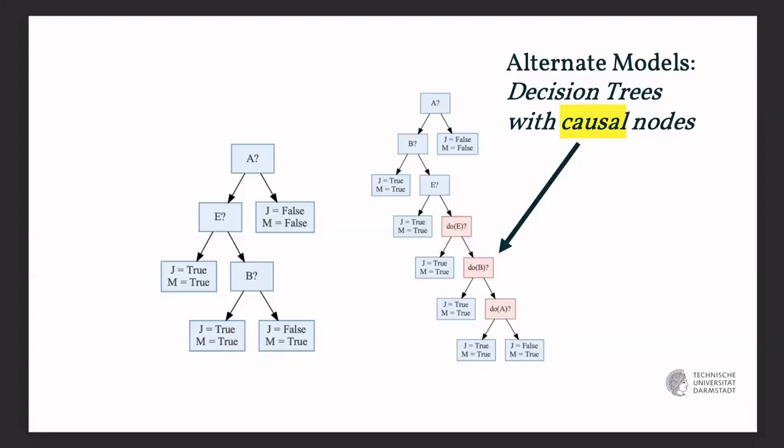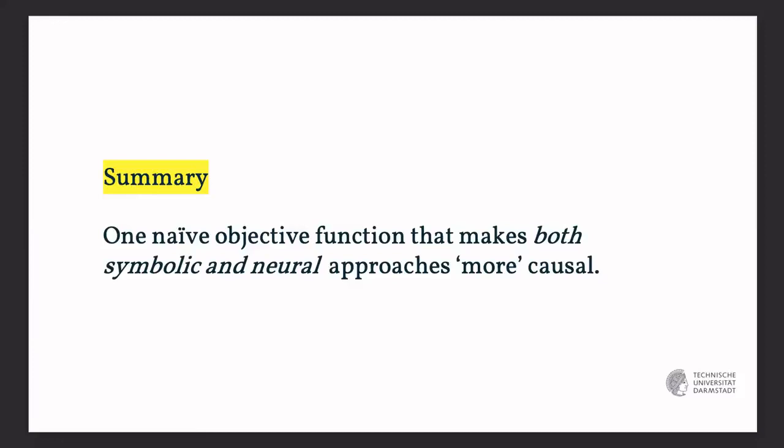So the model obviously gets more complex, but it was not about compression. It was about being faithful to causal questions, and by introducing these causal nodes, the red nodes here, you are actually faithful. So in summary, this already naive objective function based on a teacher model can make both symbolic and neural approaches, remember, both the decision tree and the standard neural network, more causal in a sense.